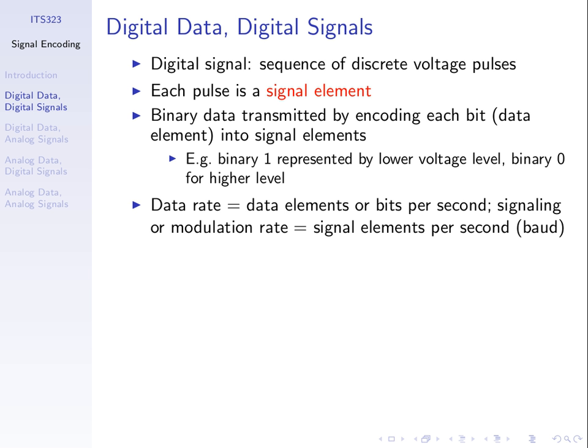The data rate is how many bits per second we send, and we've talked about the signaling rate as the number of signal elements per second. In this case, the data rate and the signal rate will be the same. But in another case, we could have multiple bits for each signal element, or we could have multiple signal elements for a single bit. So there's a difference between the data rate and the signaling, or sometimes called modulation rate.